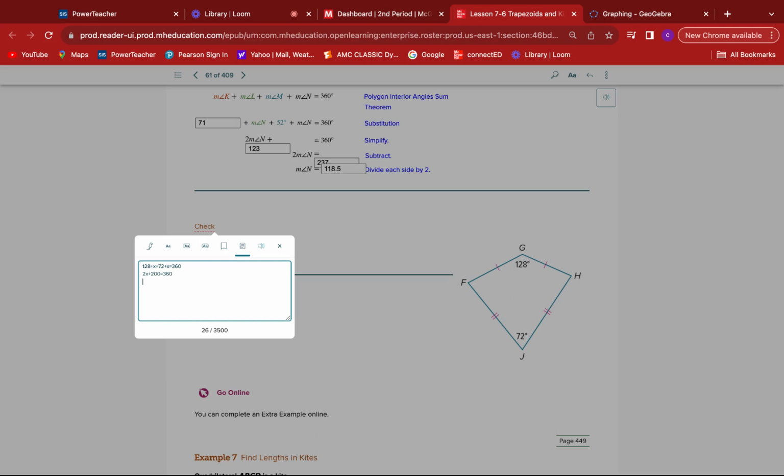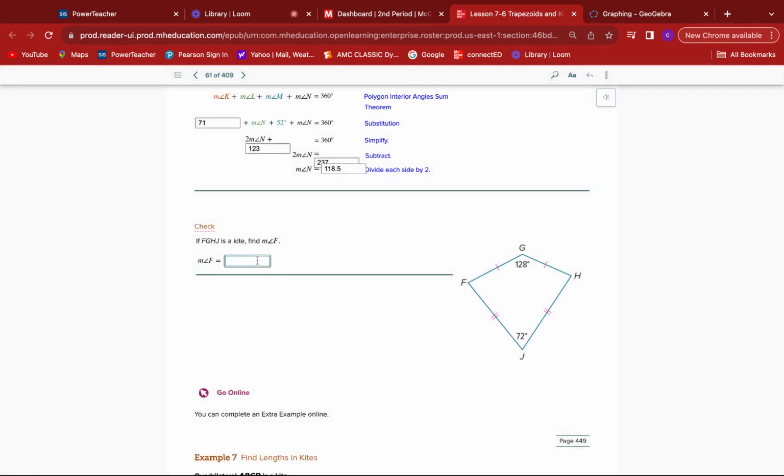I'm going to subtract 200 to the other side. So 360 minus 200 is 160. All right, the opposite of multiplying by 2 is to divide by 2. 160 divided by 2 is 80 degrees. So it looks like angle F is 80 and angle H is 80.